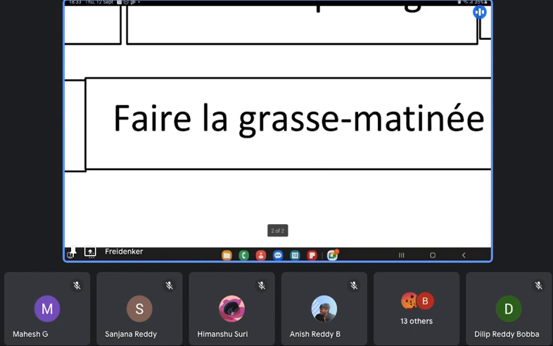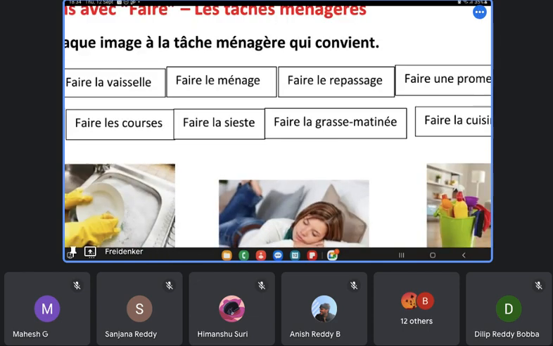Faire la grasse matinée. It literally means to do the fat morning, but the translation is to sleep in. So basically, if you don't wake up early in the morning, and if you keep sleeping until the afternoon, that is when you use this expression. Faire la grasse matinée. To sleep in. To sleep for long. To sleep in. Okay, we have one.